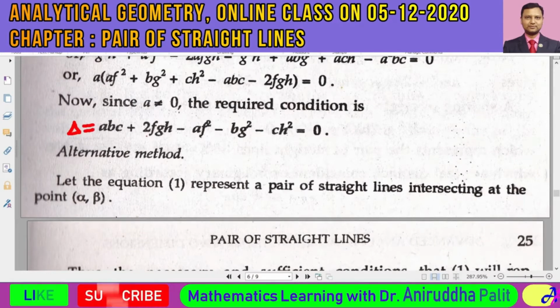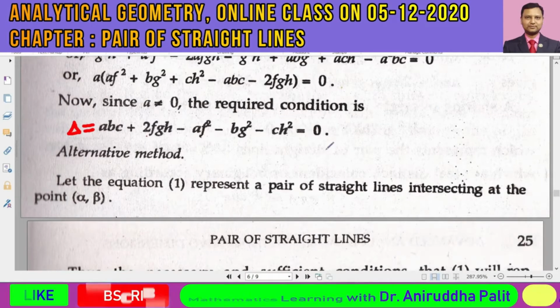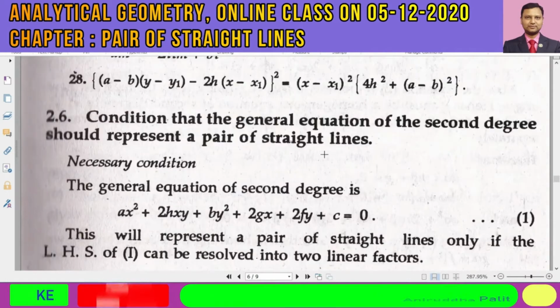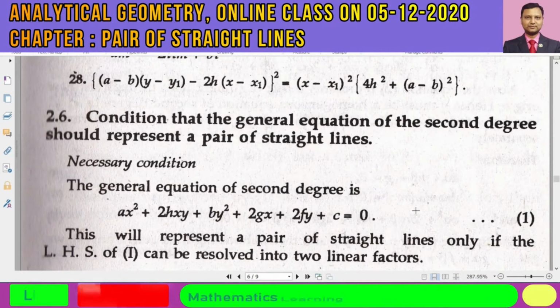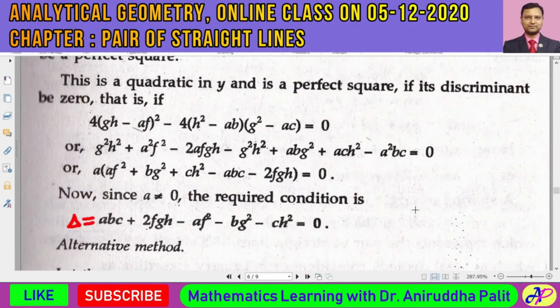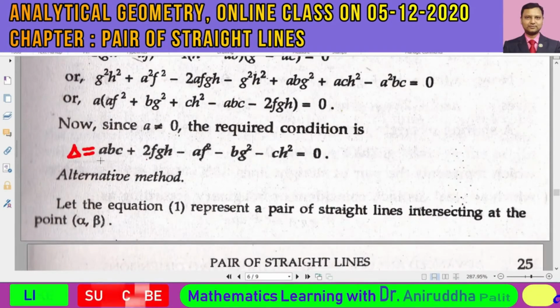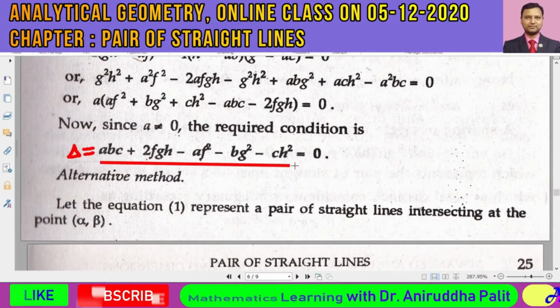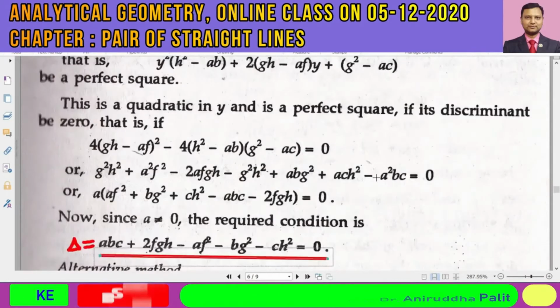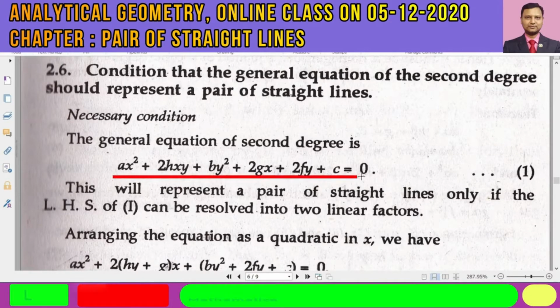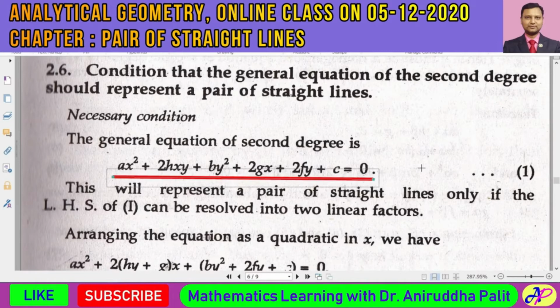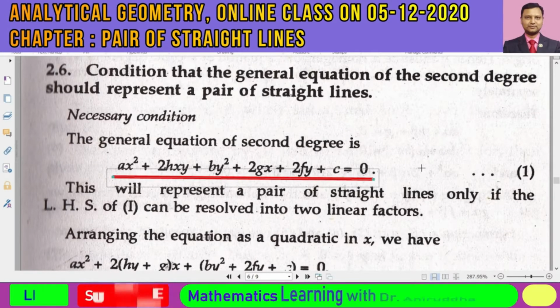Okay, and we are going to show that if we assume that the general equation of second degree represents a pair of straight lines, in that case delta would be equal to 0. And what is the meaning of sufficient condition? Sufficient condition means the opposite part. That means if we assume that for A, B, C, this delta becomes equal to 0, then we are going to prove that this general equation of second degree represents a pair of straight lines. Okay. So this is called the necessary and sufficient condition.